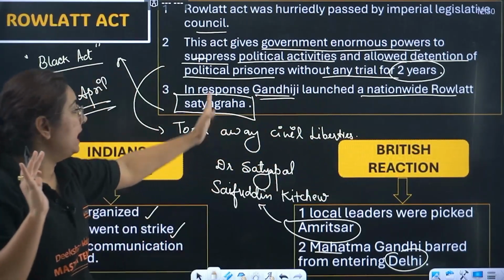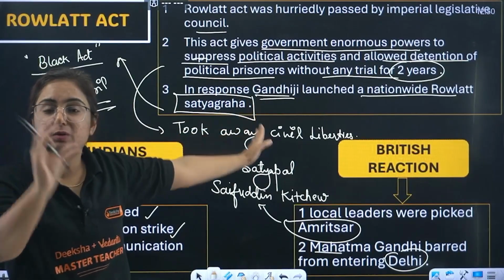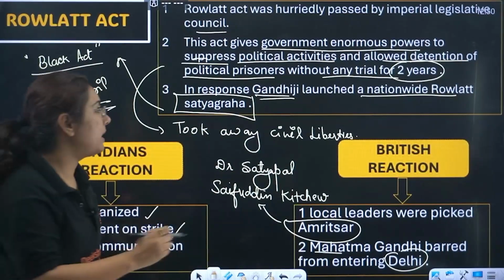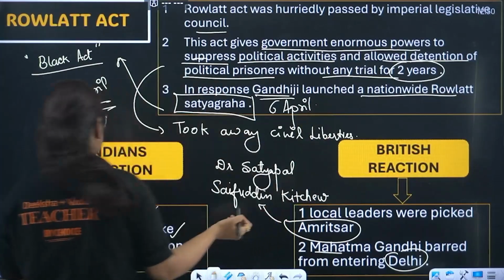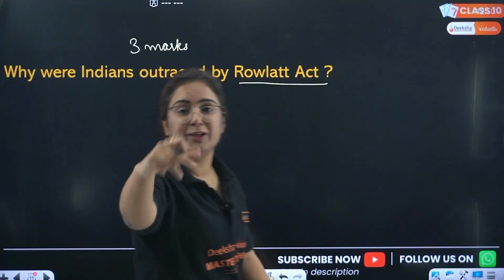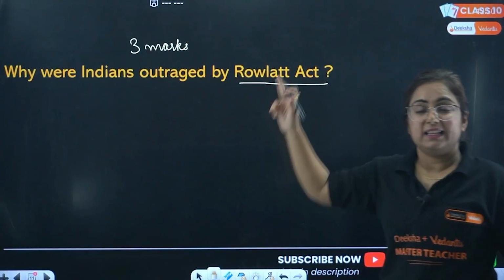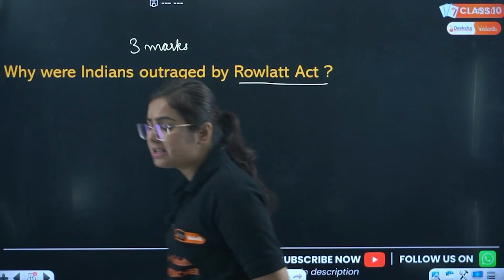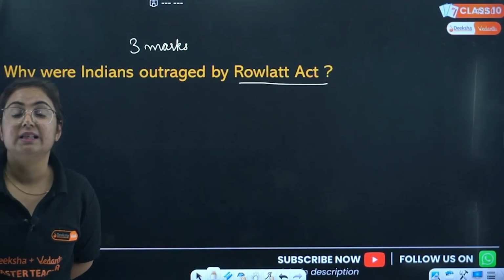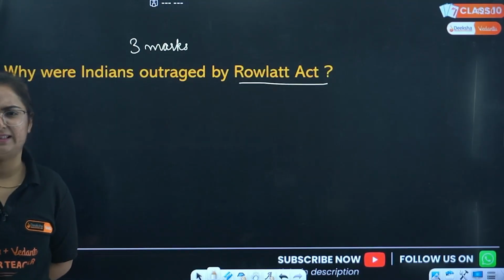The third will be, in response to that, a nationwide Rowlatt Satyagraha was started by Gandhiji from 6th of April. These are exactly the 3 pointers that you are going to write and you will get the 3 marks. And this is how the question will come. The question can also be framed as, write a short note on the Rowlatt Act or Satyagraha.